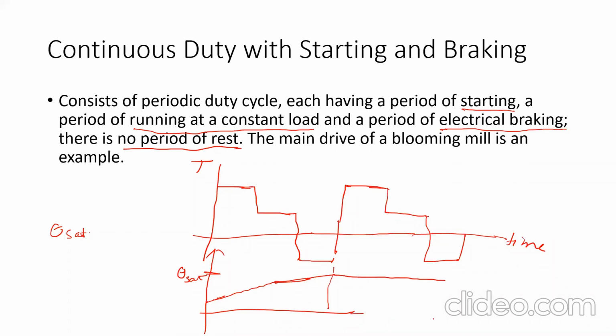Such a graph will be here. The temperature graph in this case will be like this, because the machine is not relieved; it is not provided with a rest period. Once the temperature has increased, as there is no rest period, the temperature will settle at the highest possible temperature.